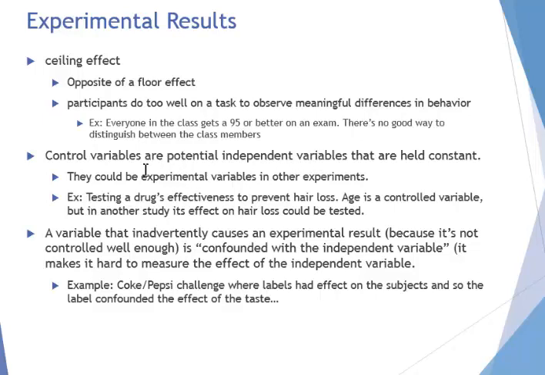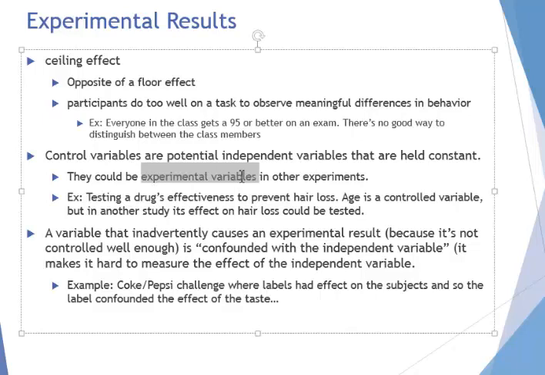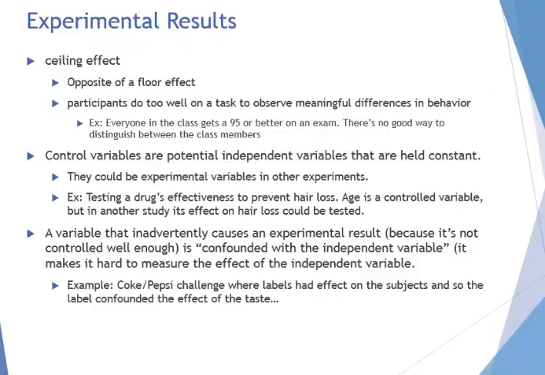But in a different experiment, it might be an experimental variable. For example, you could have a different experiment to test how much experience helps when it comes to driving. So if you're testing a drug's effectiveness for hair loss, age is a controlled variable. If you're giving them all Rogaine or whatever it is you're testing, you want to make sure they're all approximately the same age. They're all, let's say, 60 years old.